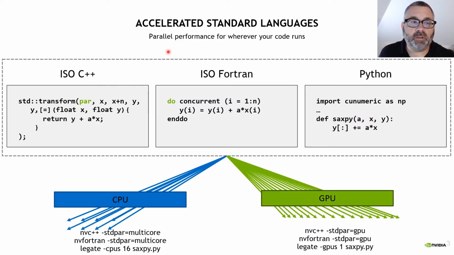So standard language parallelism, or accelerated standard languages, enable you to write your code once and expect it to run everywhere. And here I'm showing examples, again, in ISO C++, ISO Fortran, and Python, where this code can be built and run on a multi-core CPU. Here I'm using NVC++ or NVFortran to build those codes. Or changing a compiler flag, I can run it on the GPU as well. I'm also showing the Python code here using the legate command in place of the Python interpreter, and I'm able to then specify how many CPUs or how many GPUs I wanted to even scale up beyond individual nodes to full systems.